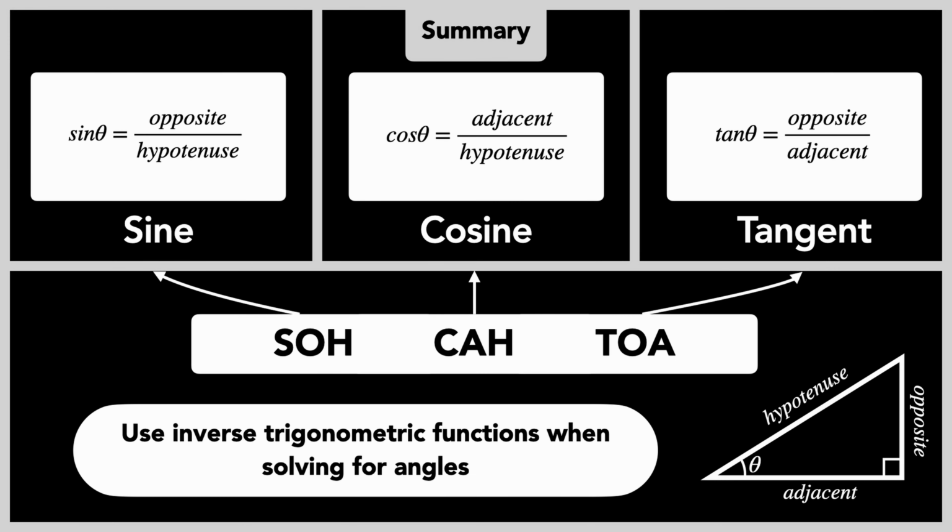Here's a basic run-through of what was covered in this video. The three trigonometric functions, sine, cosine, and tangent, have their own unique principles, which can be memorized through the mnemonic SOHCAHTOA. These align with the properties of a right-angled triangle, with a hypotenuse, along with adjacent and opposite sides both relative to theta. Lastly, use inverse functions when solving for the acute angles in a right-angled triangle.